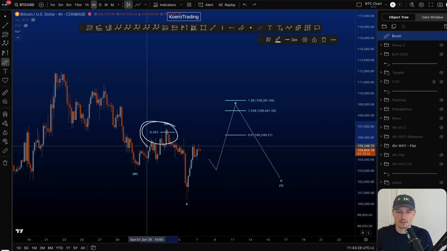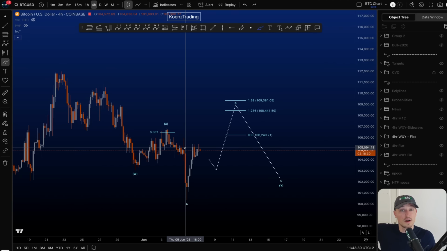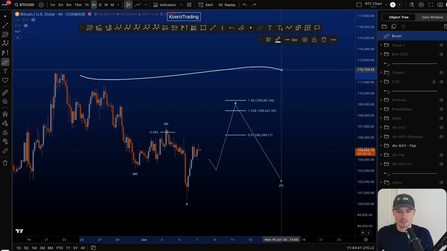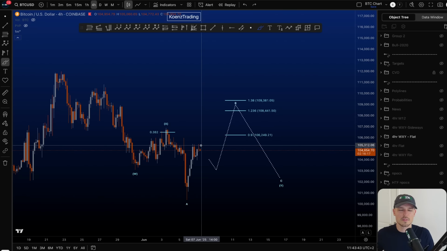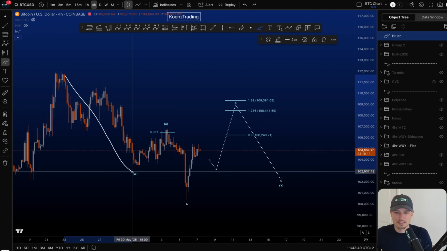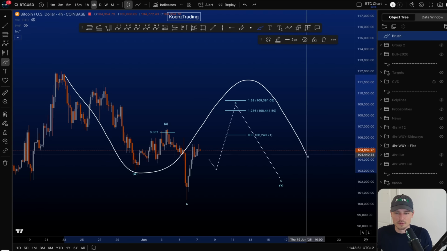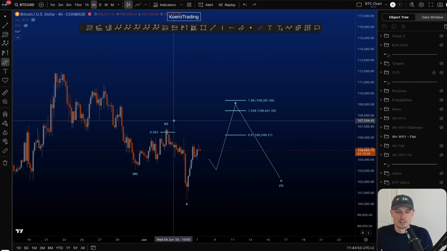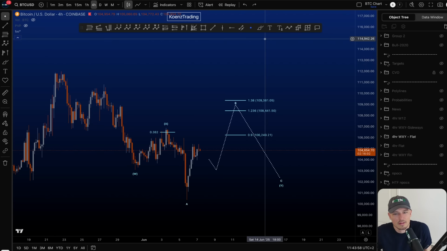Not so shallow. It only touched the 0.382, which is fine for a double zigzag. That's a common target for a double zigzag. A shallow X is what you want. 0.382, 0.5, that's fine. But in a sideways WXY, you actually want this wave X to go higher. Golden pocket, 786, 886, because that then creates a sideways movement. And that is what we like to see. So finishing wave X here is a little bit meh, right?